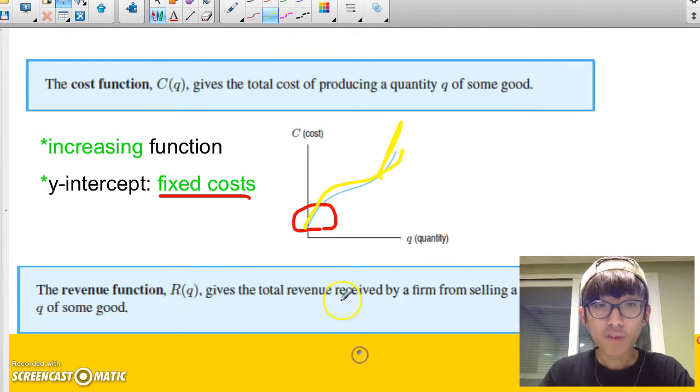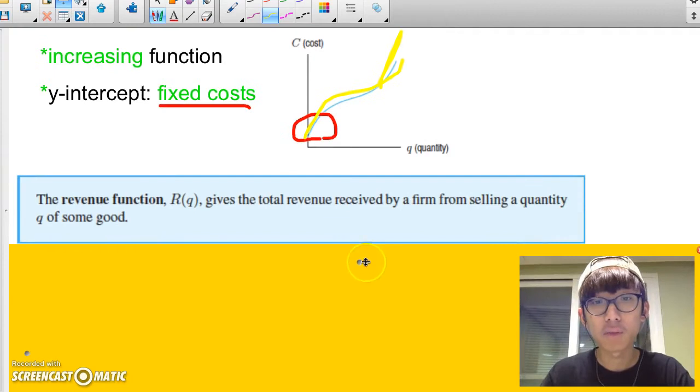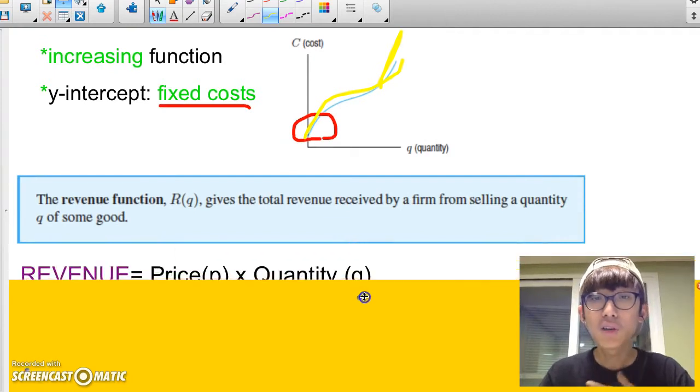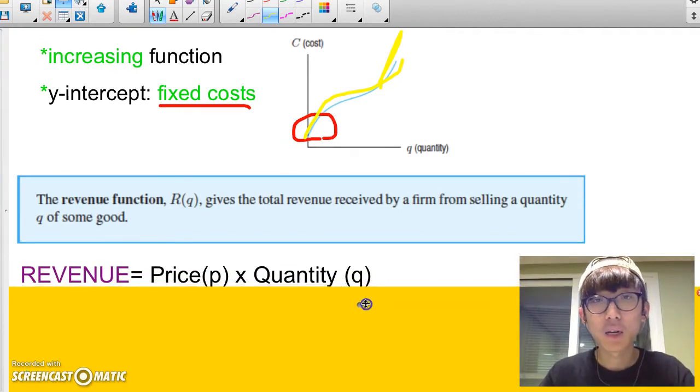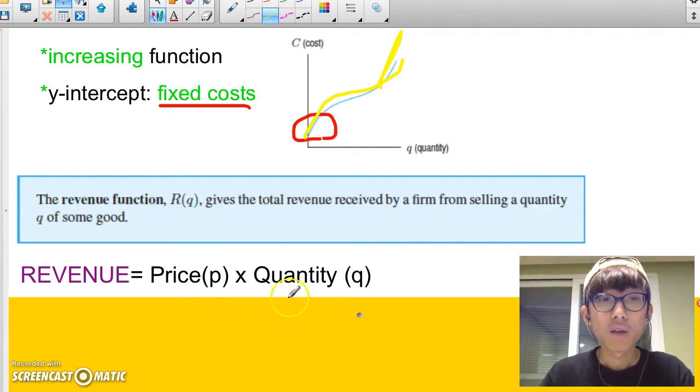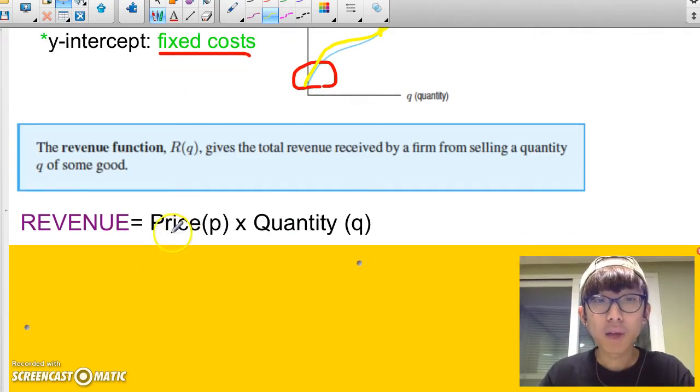And then the revenue function is the total revenue received by a firm from selling a quantity Q of some good. So revenue is good from the perspective of a firm. And you get revenue by multiplying price and quantity.